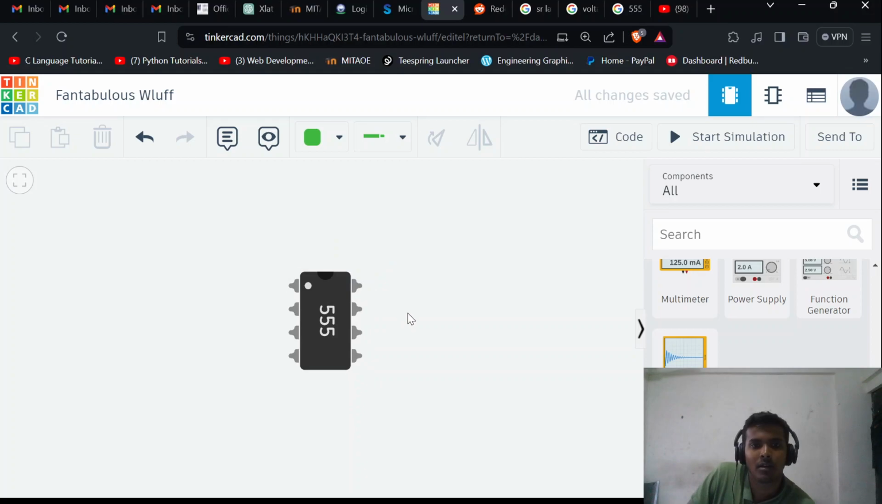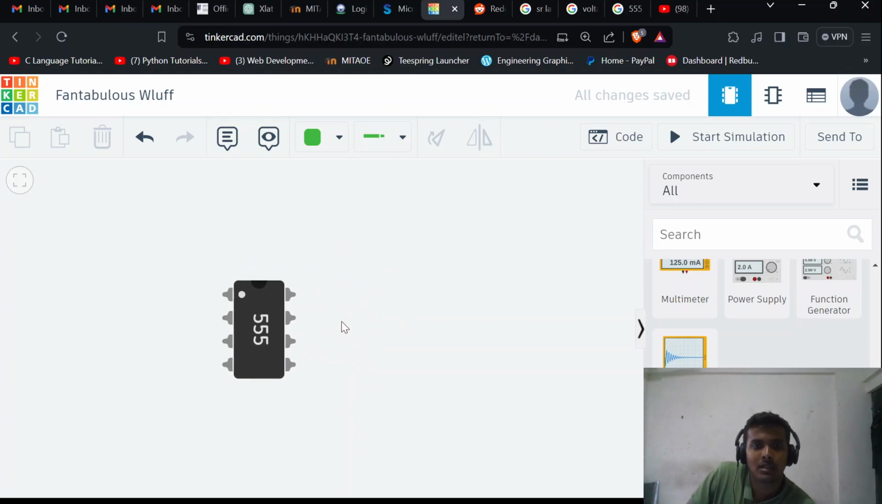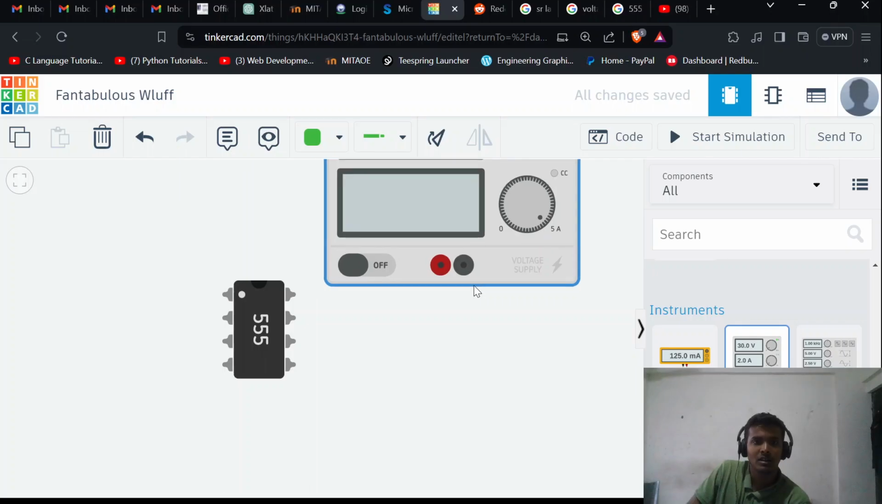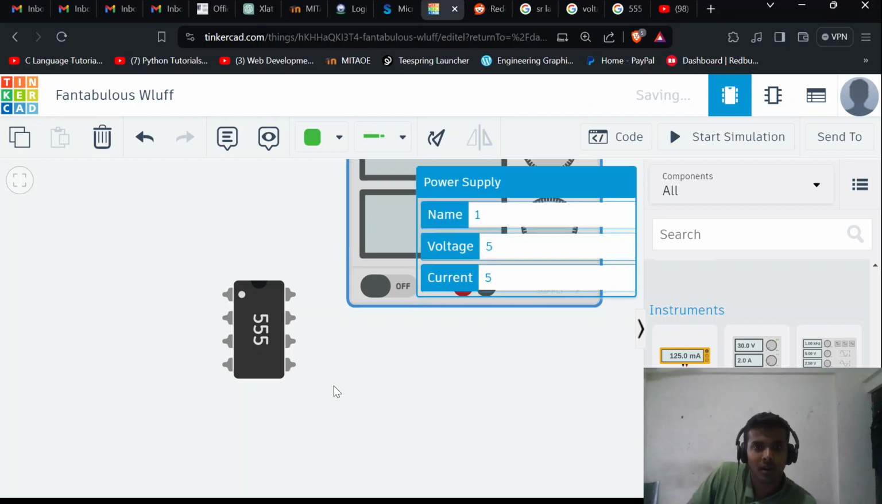Now how to give power? The 555 timer can take 5 volts, right? So how are we going to give 5 volts to this? We will use the power supply. We can make our own power supply as well, but we will see that in later stages.